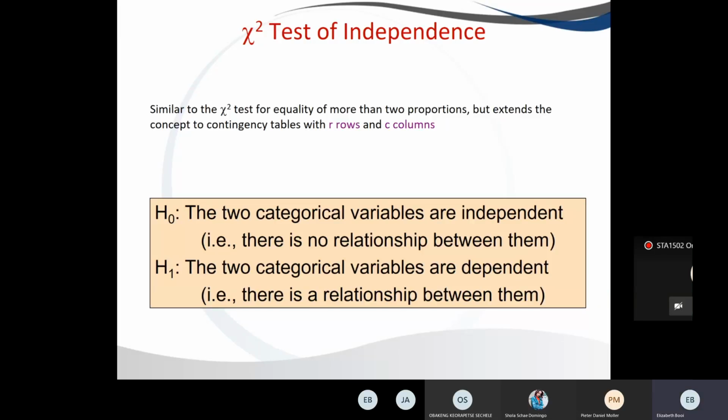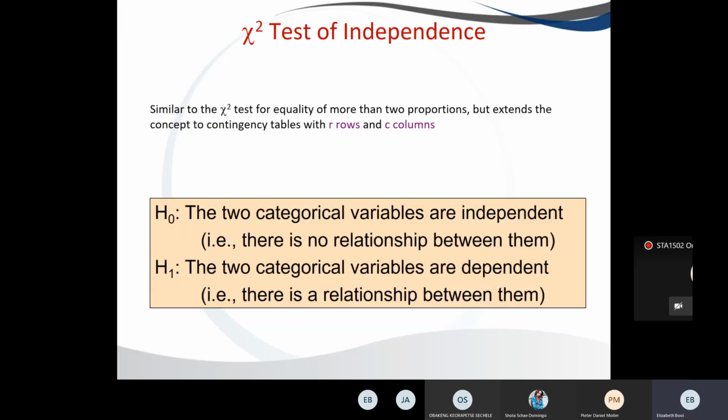And if those people, if female or males, do prefer that. So you can do the hypothesis on the bread preference and gender and check if the categories are independent. The alternative will state that the two categorical variables are dependent, meaning they are related to one another. There is a relationship between the two variables.